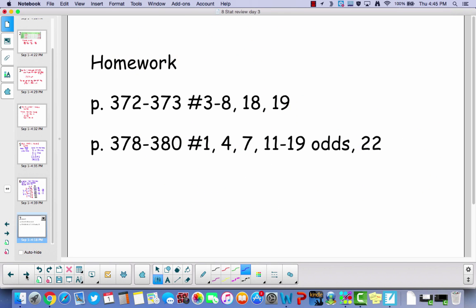All right, so for tomorrow, actually tomorrow what you're going to have is a work day. Tomorrow's work day, you're going to work on page 372 and 373, problems 3 through 8, 18 and 19, and then on page 378 to 380, problems 1, 4, 7, 11 through 19, the odds, and 22.